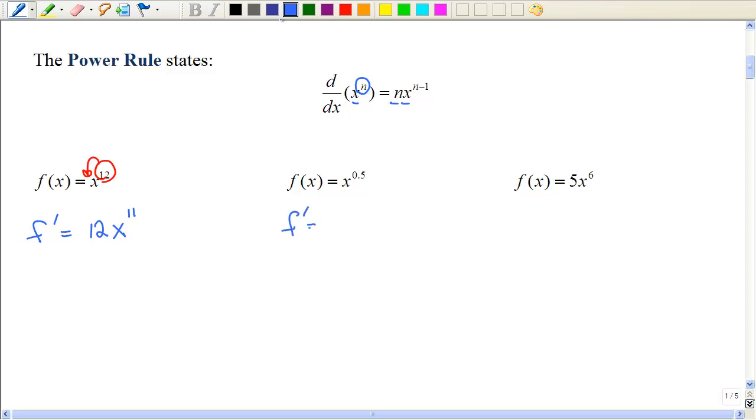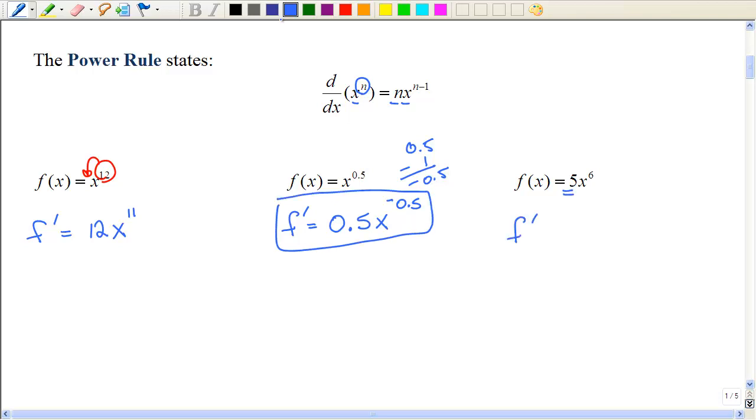So let's see. We bring down the 0.5, and then we subtract 1 from 0.5. So if I subtract 1, I'm going to get negative 0.5. Now what happens if there's already a number in front? Well, you keep that number, and then you're going to find the derivative of just x to the 6th, and so you'd bring the 6 down, the x, and again subtract 1 from the exponent. And so then to finish it off, we would multiply 5 times 6 and get 30 x to the 5th.